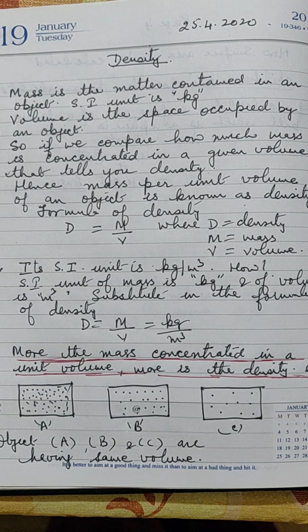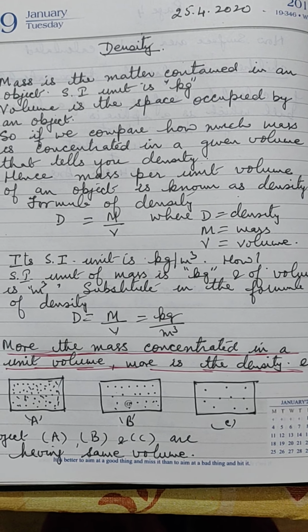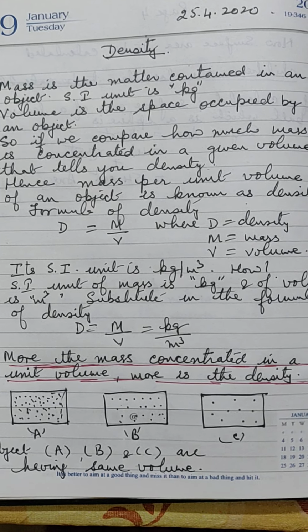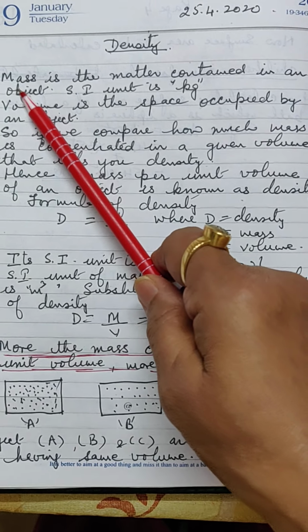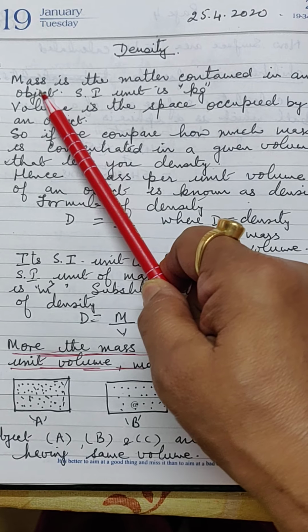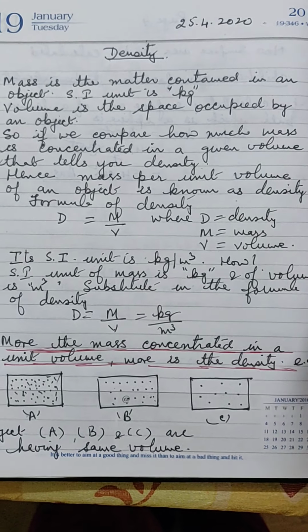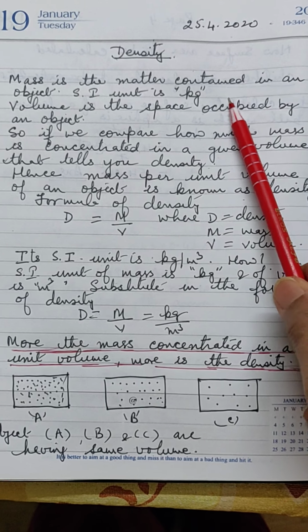So today we learn about another topic, density. Before studying about density, let's recall certain physical quantities. Number one, mass. What is mass? Mass is the total amount of matter contained in an object or in a body. And you must be remembering this.